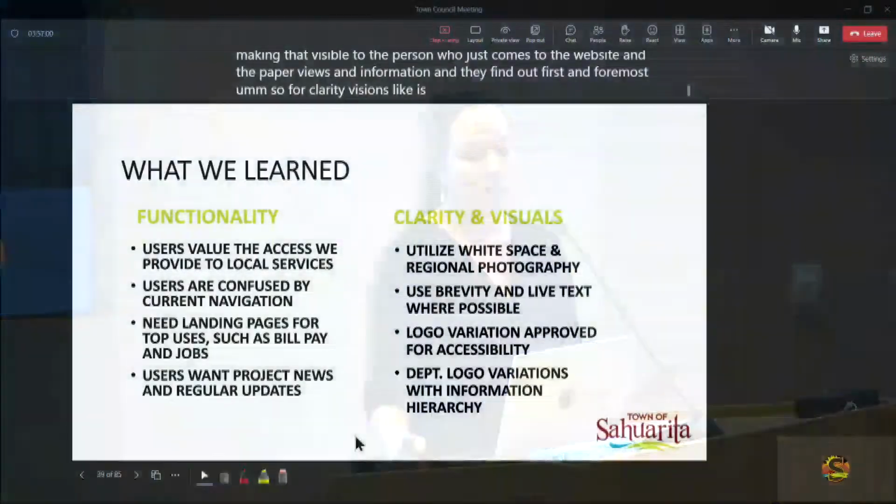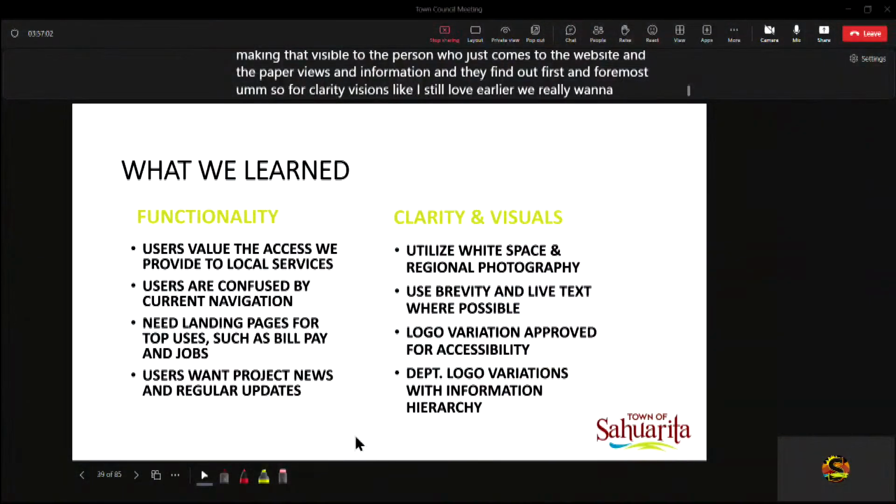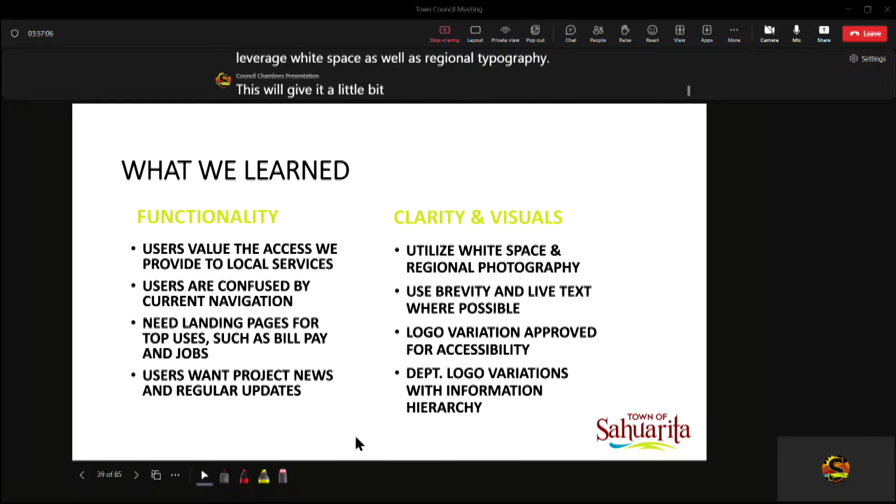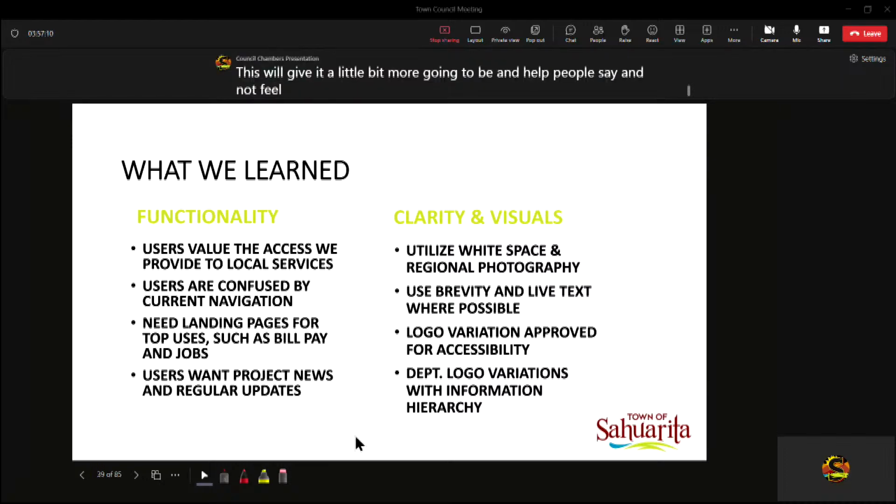So for clarity and visuals, like I spoke about earlier, we really want to leverage white space as well as regional photography. This will give it a little bit more breathing room and help people to not feel that cluttered, heavy feeling that I've heard described about the website before.